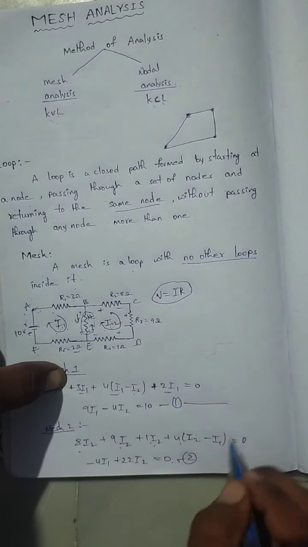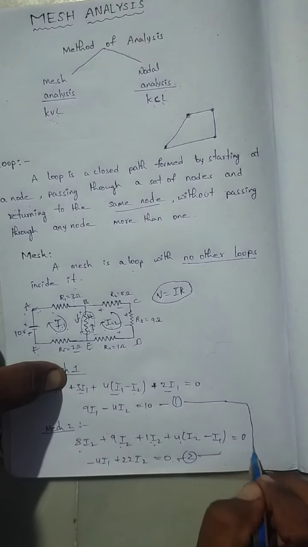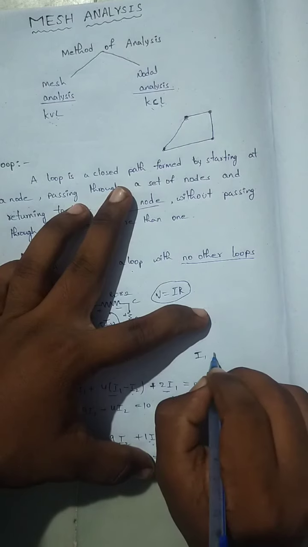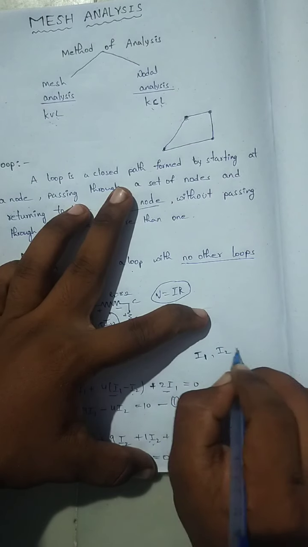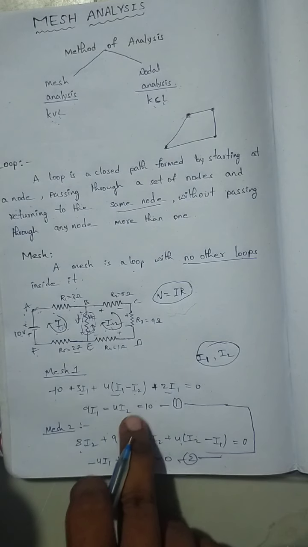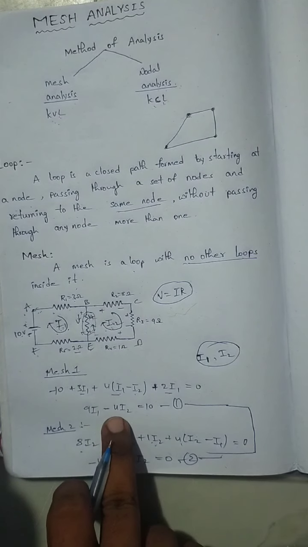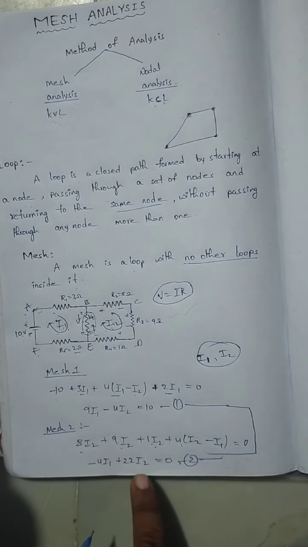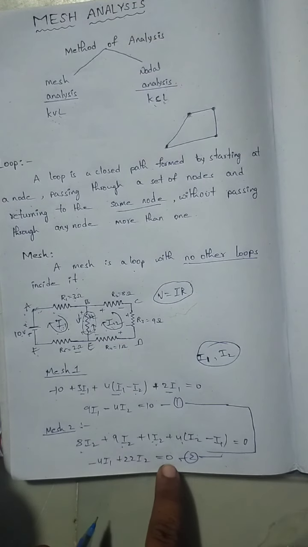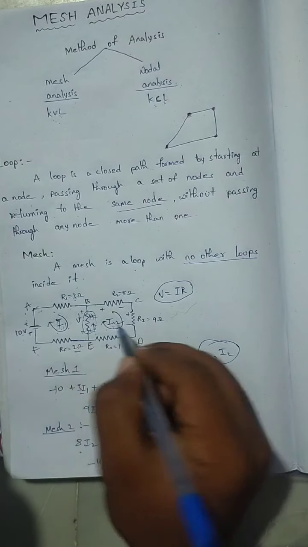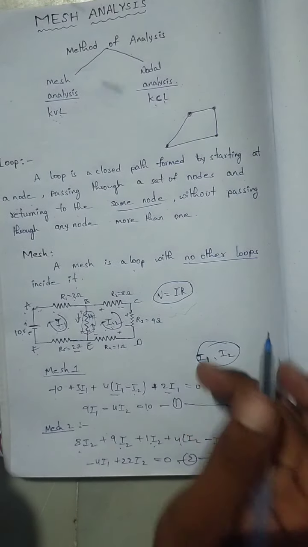By solving equation 1 and equation 2, that is 9I1 minus 4I2 is equal to 10 and minus 4I1 plus 22I2 is equal to 0, we get the currents I1 and I2 in mesh 1 and mesh 2 respectively.